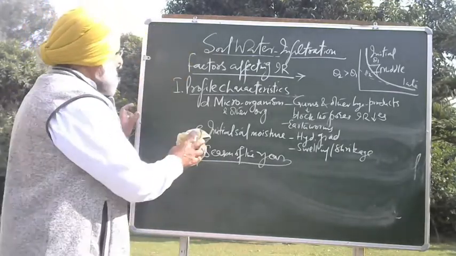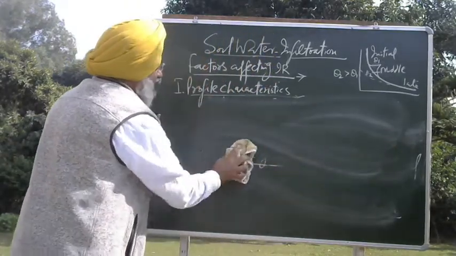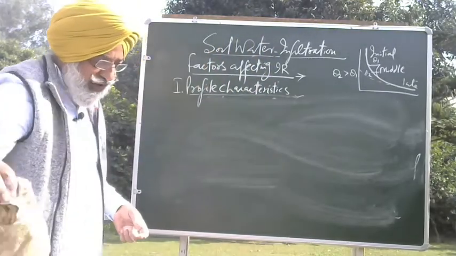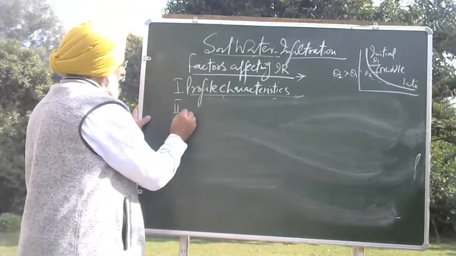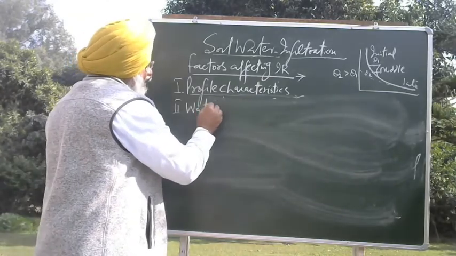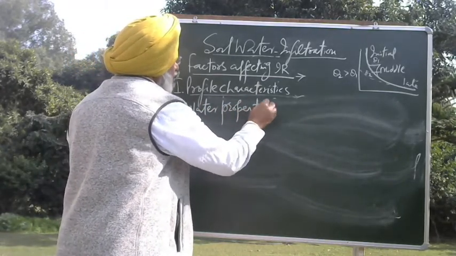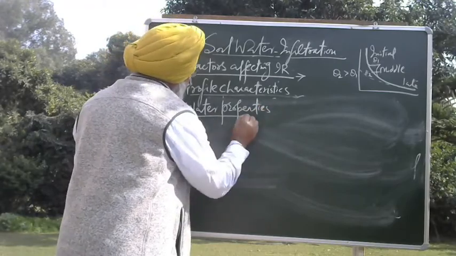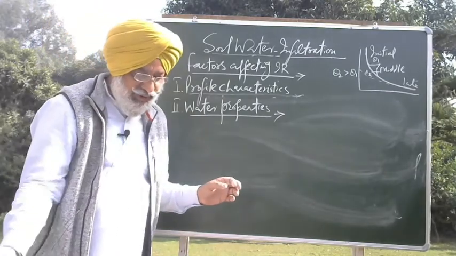So this was the first category of the factors affecting infiltration rate, that is, profile characteristics. Now some of the characteristics are water properties also, because it is in fact the water which is moving into the soil. So its properties will also determine the rate at which it is moving. So can you tell me the first important point in this?